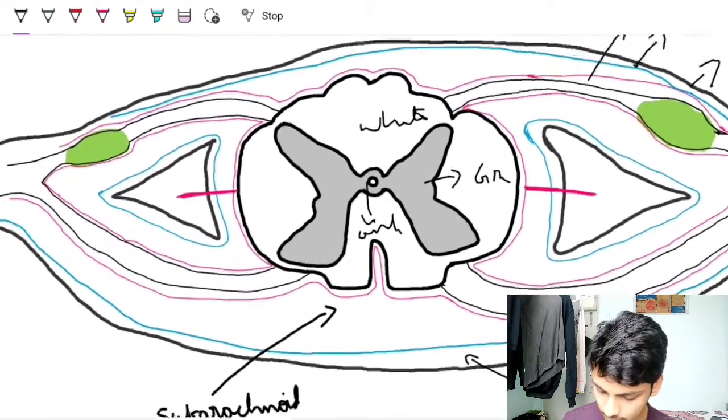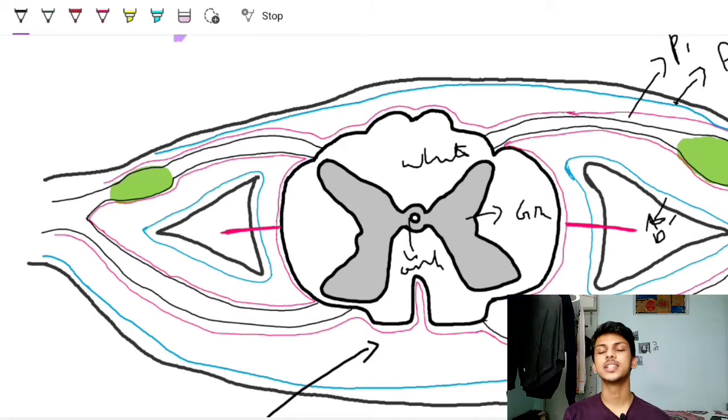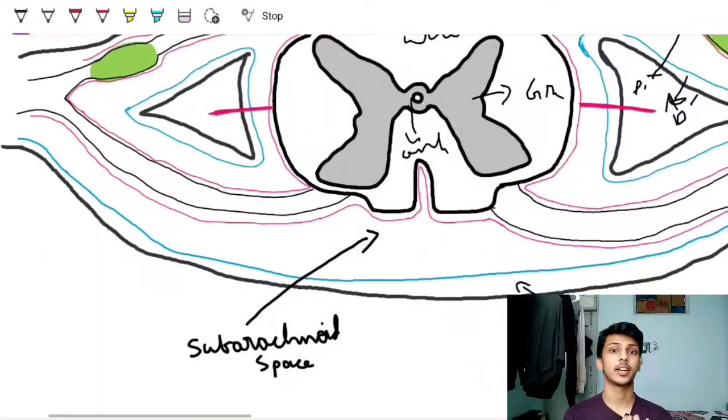And see here, similarly, these are also the meninges: dura mater, arachnoid mater, and pia mater. Pia mater is closely associated with the spinal cord itself. It is similar to what happens in the brain. In the brain also, there is pia mater attached to the brain.